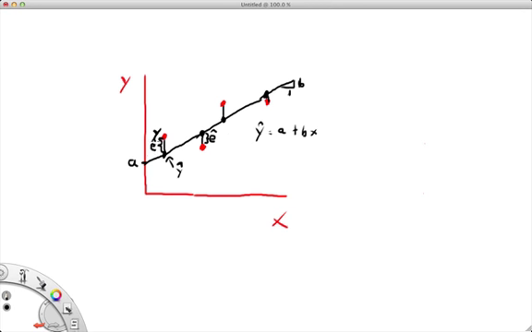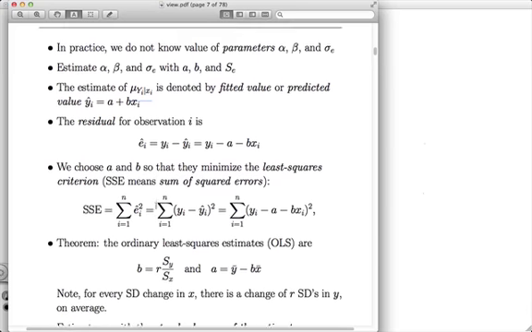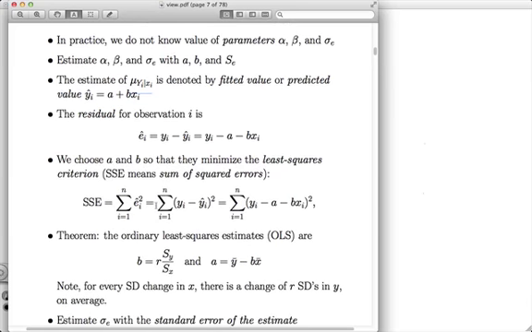So that's an e hat as well. These e hats are called the residuals. Now, the question is, how do we choose the line? The answer is that we want to choose the line that minimizes the sum of squared residuals. So we want to make the sum of these squared e hat values as small as possible.